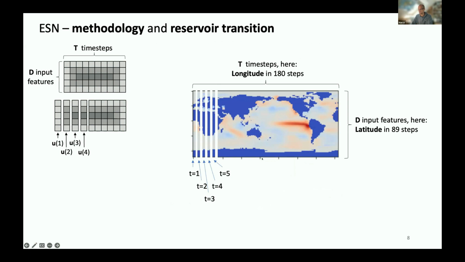So we turn the X dimension, or the longitude, into the time dimension and keep the latitude, or the Y dimension, as the input or the feature dimension. So we got the input features over T time steps. In this case, it's 180 time steps to feed into the model.